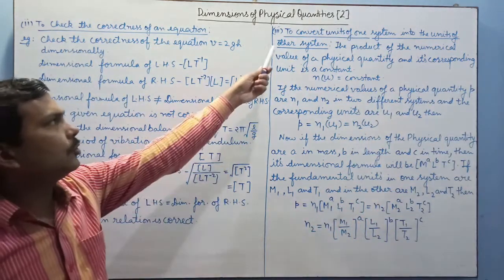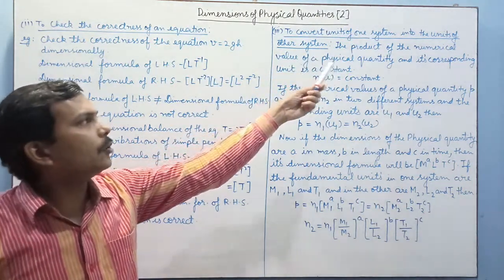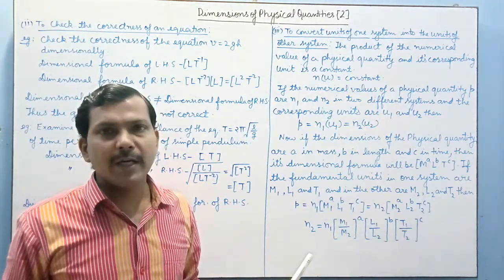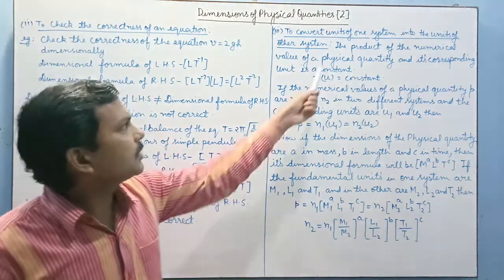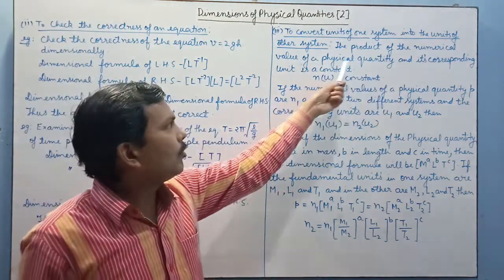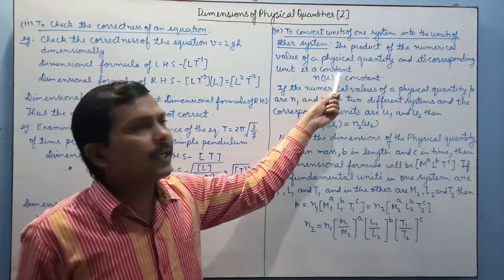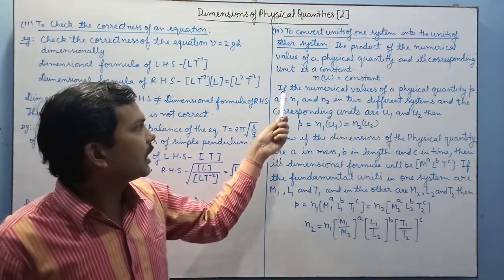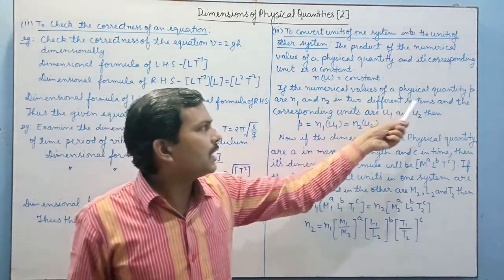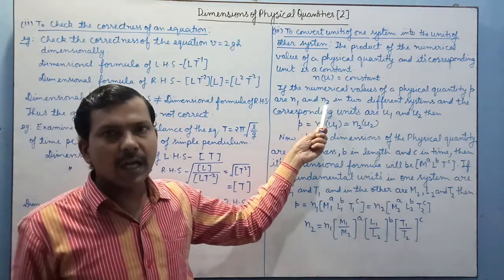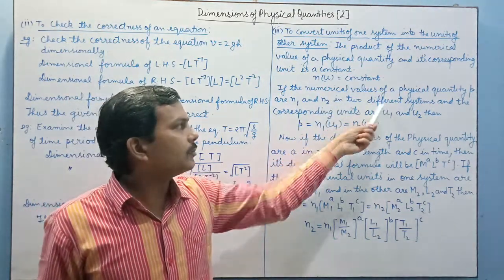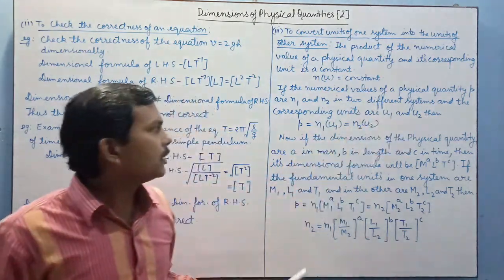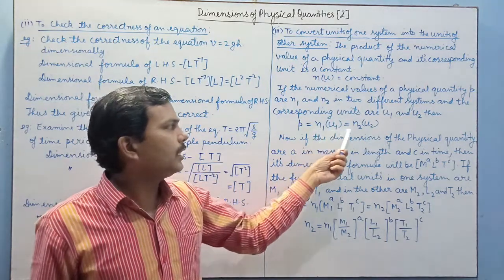Next use of dimension is to convert the units of one system into the units of other system. For this we use a principle which I have explained to you in the previous lecture. That is, the product of the numerical value of a physical quantity and its corresponding unit is constant. That is, n into u is a constant. Now consider, if the numerical values of a physical quantity P are n1 and n2 in two different systems, and the corresponding units are u1 and u2, then in that case P = n1 u1 = n2 u2.